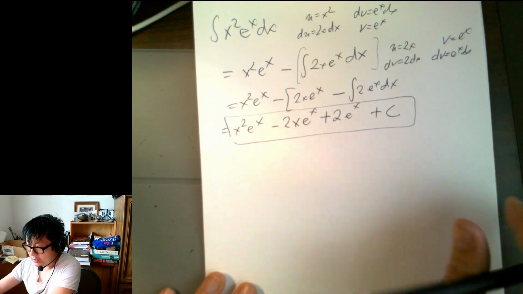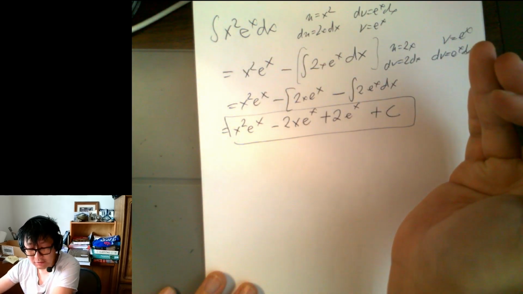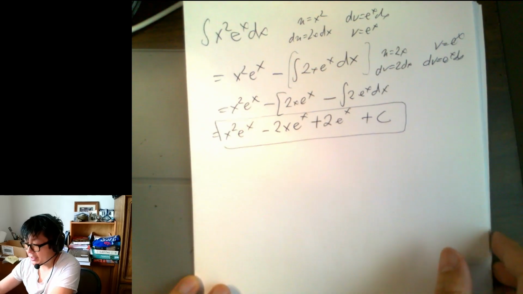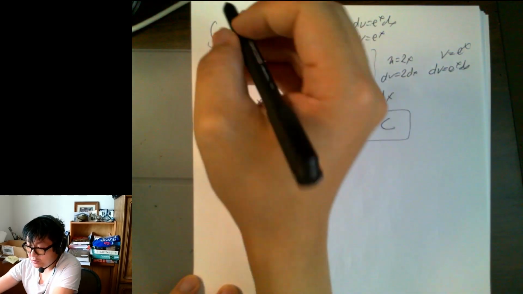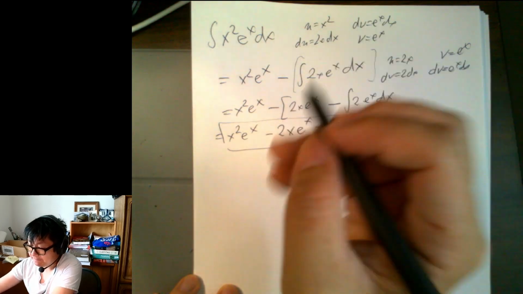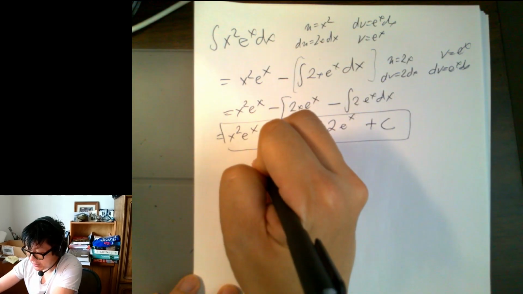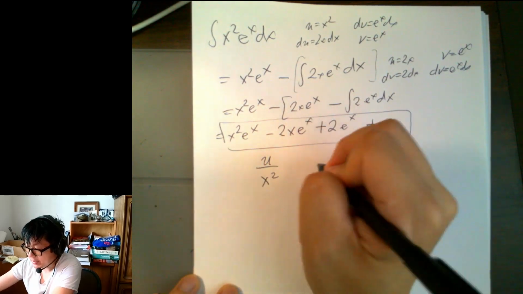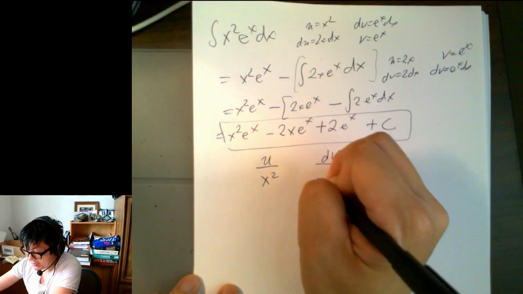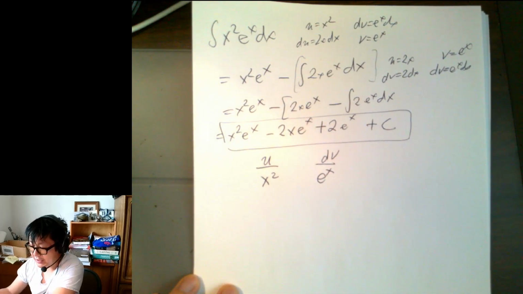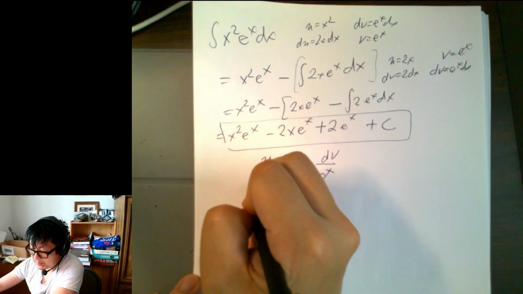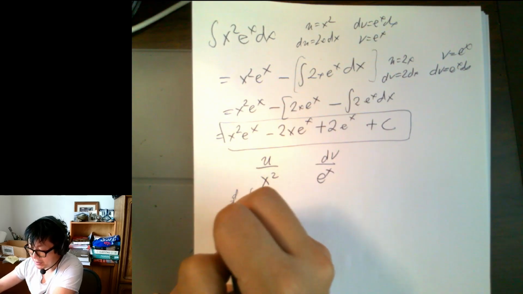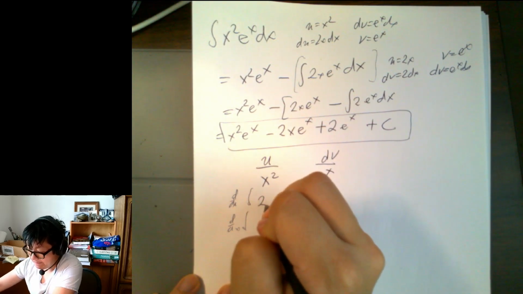What you do in a problem, and you can do this in all problems, but specifically for problems in which you need to do it more than once, is you identify which part is your u, which part is your dv. So in this case, my u is x squared. So I'm going to write u here, and x squared here. And my dv here is e to the x. I'll ditch the dx. I'm going to be taking derivatives with respect to x until I end up with 0.